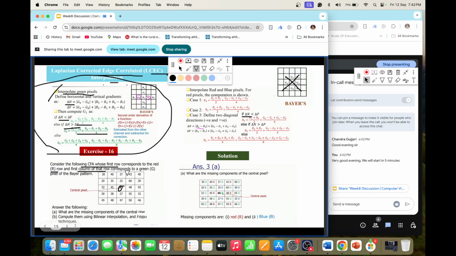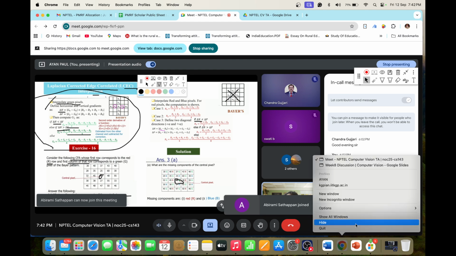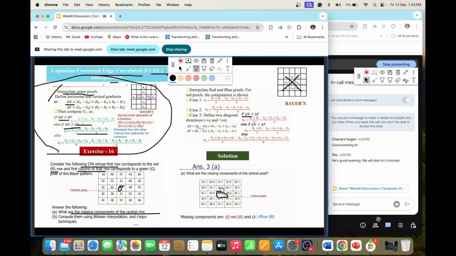Once you write all the pixels in the form of the CFA filter, you have to focus on the central pixel. What are the missing components of the central pixel? The central pixel is composed of green. So if we have green, we are missing blue and red over here. So we have these two missing pixels, and our option A is solved. Now option B, compute them using bilinear interpolation. Bilinear interpolation is very easy.